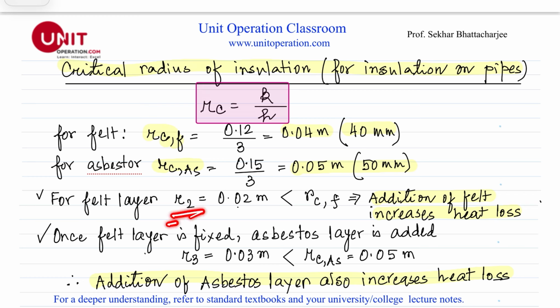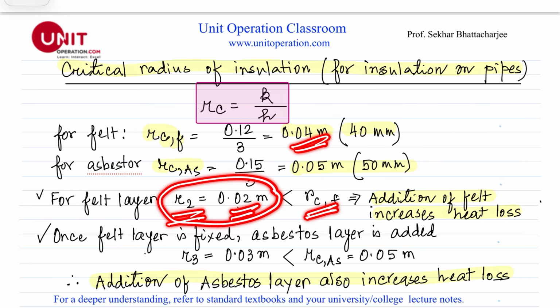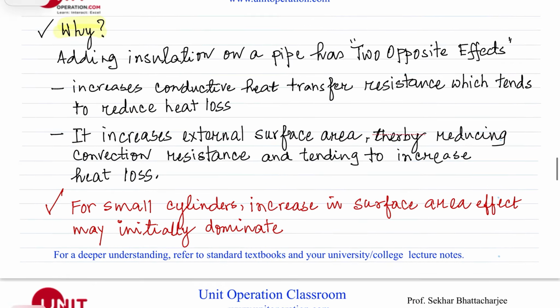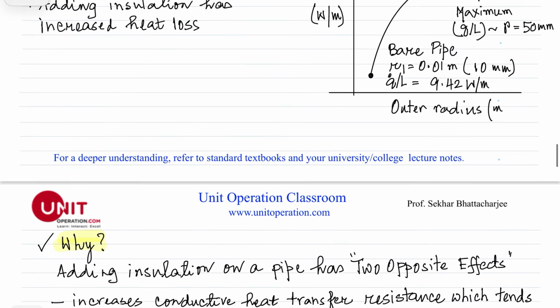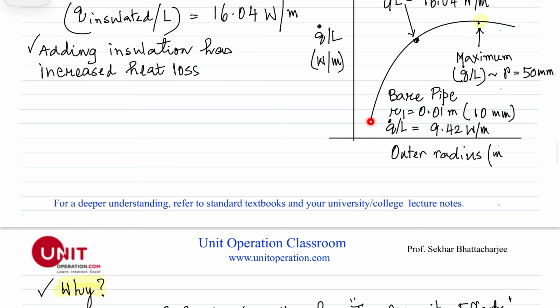So for the felt layer, we have 20 mm, but actually this critical value is 40 mm. So it is already less. So what happens here, up to a certain point, if you add insulation, the heat loss keeps on increasing up to the critical point. After the critical point, if we keep on adding insulation, then the rate of heat transfer will decrease.